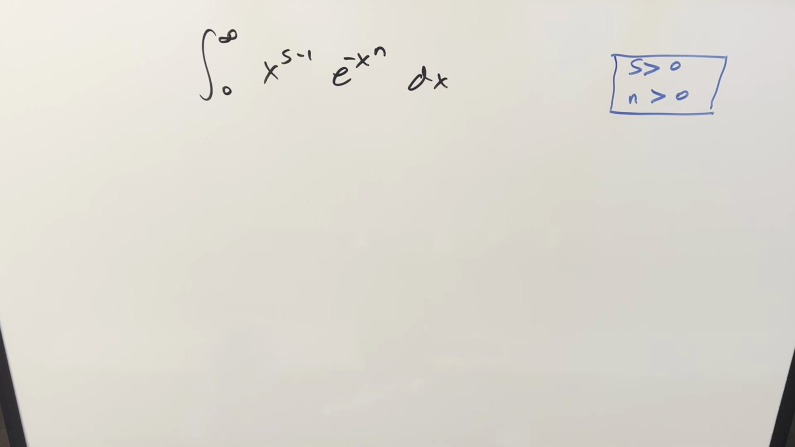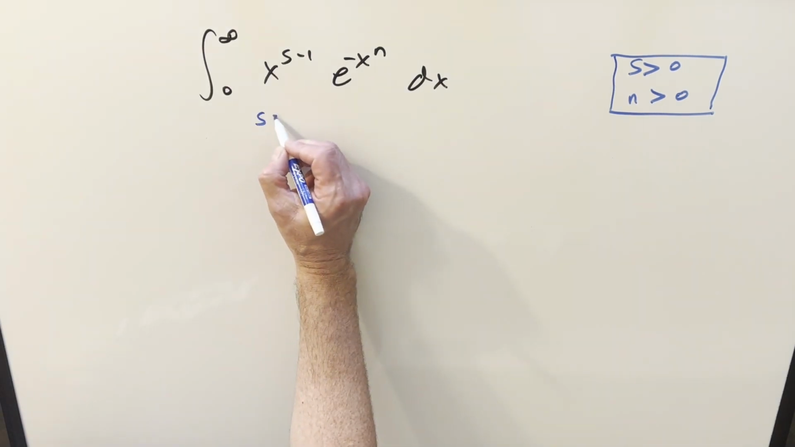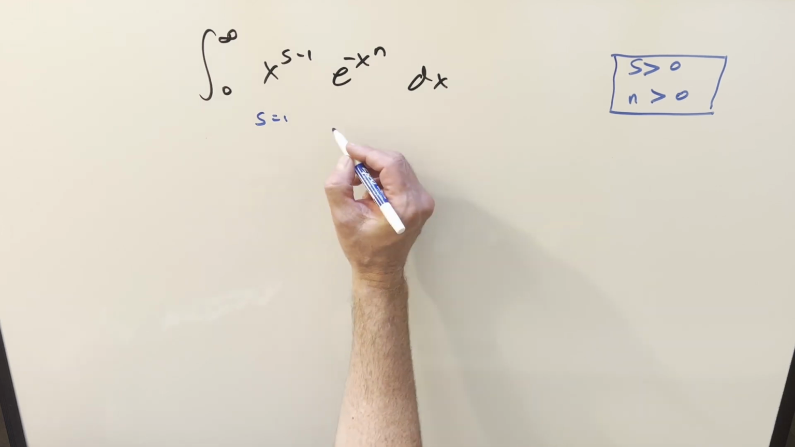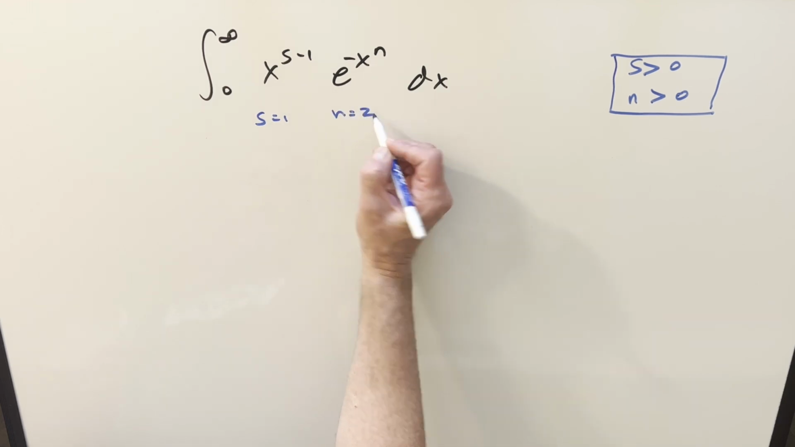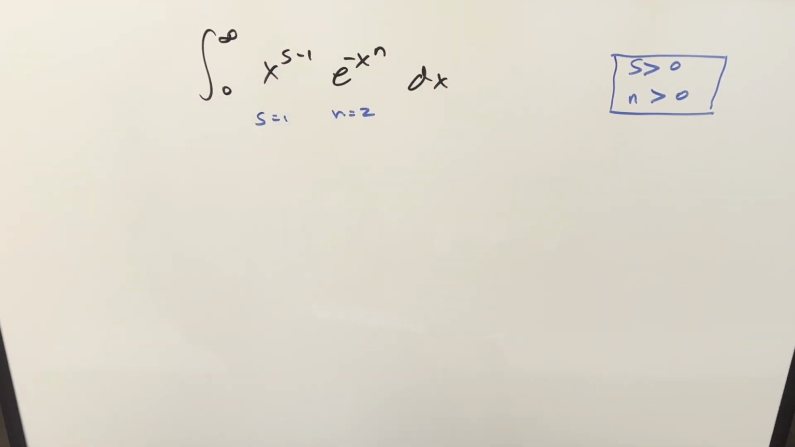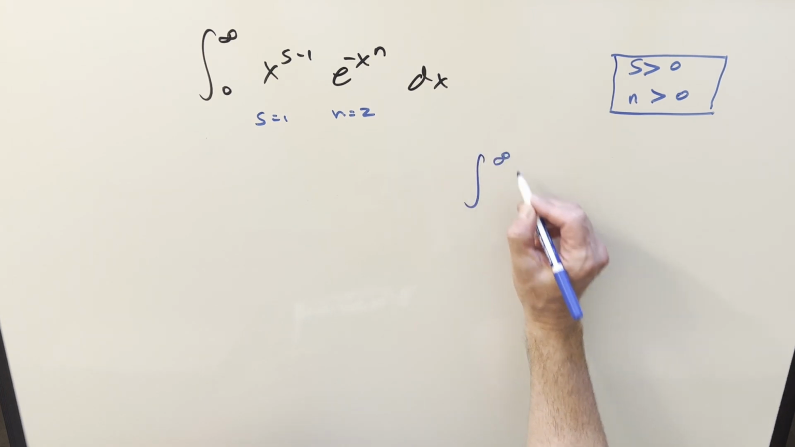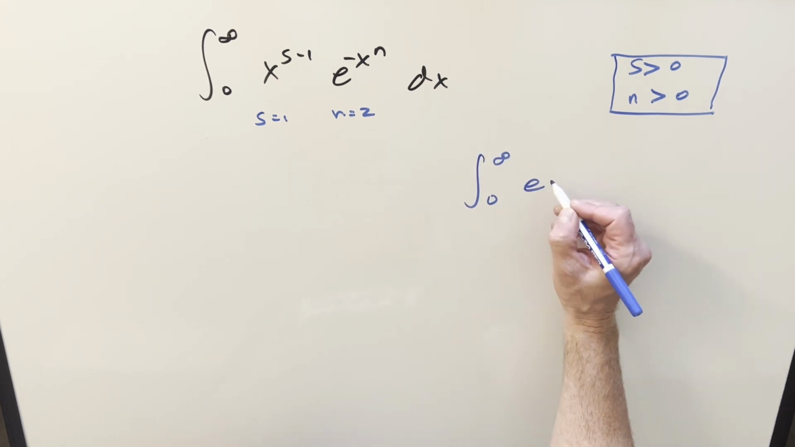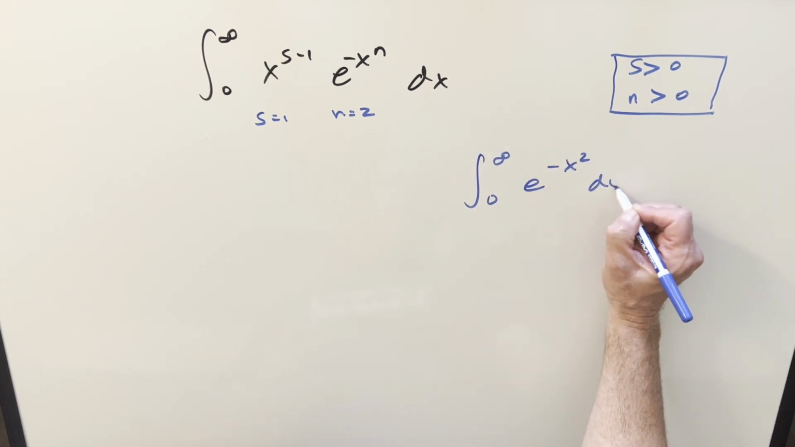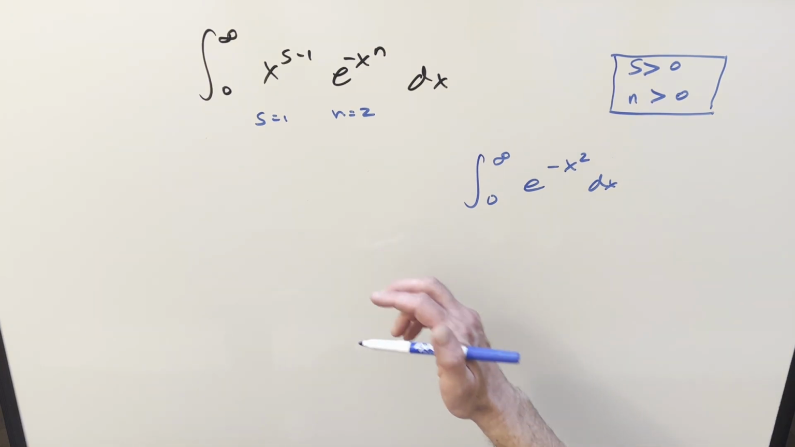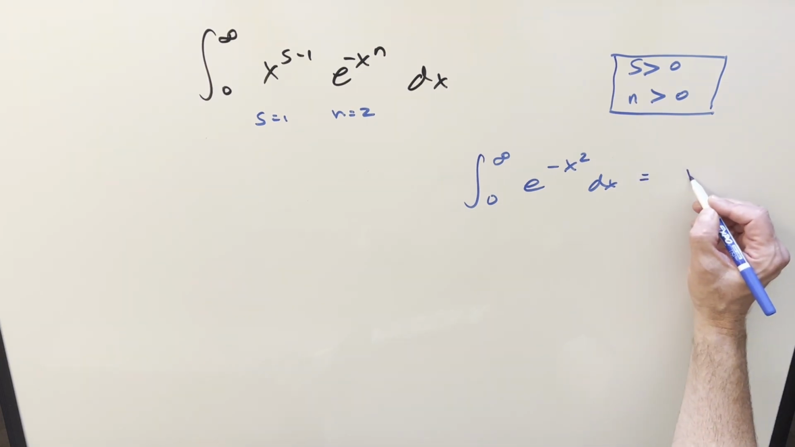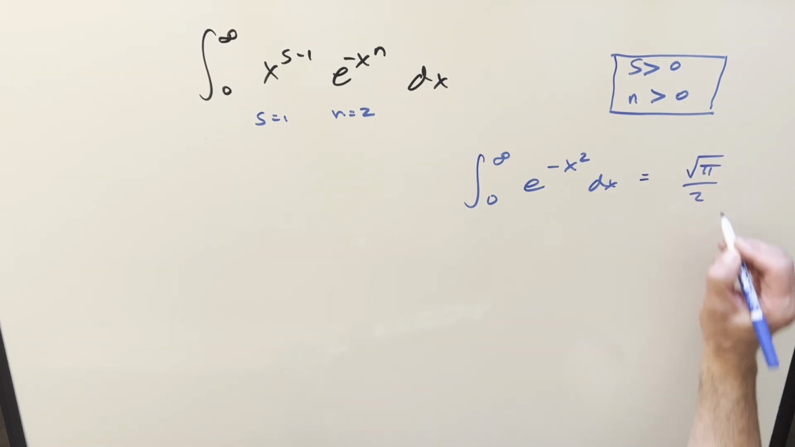This is kind of a continuation. I think I've done now 3 or 4 videos on generalizations of the Gaussian integral. So this is kind of an extension of that, because you'll notice if we have s equal to 1 and n equal to 2, then this becomes x to the 0, and what we're left with is just the integral from 0 to infinity of e^(-x^2) dx.